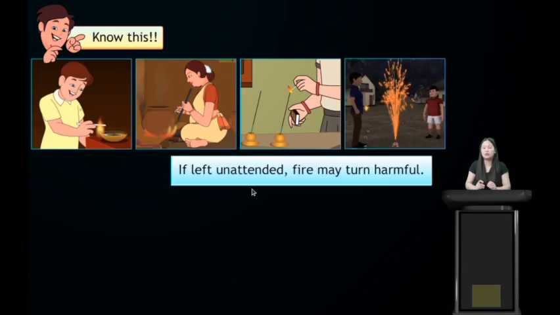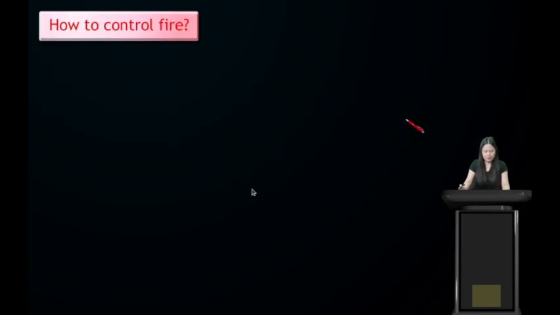We see different types of combustion, and we use fire for different purposes: for cooking, to keep ourselves warm, to get light, or in case of crackers, for enjoyment. But if fire is left unattended, it may turn harmful. It may lead to damage of properties and also loss of lives. So we should never leave the fire unattended or uncontrolled. Alright students, so how do we control fire?